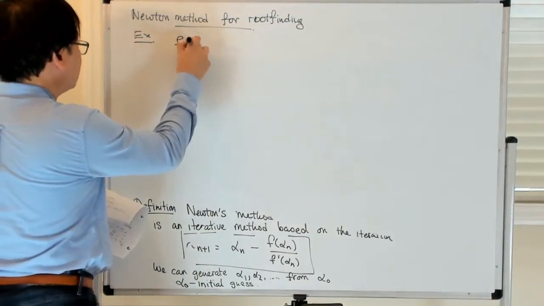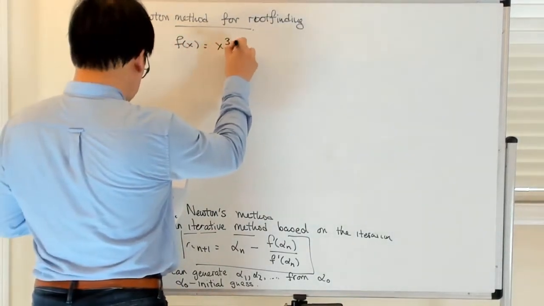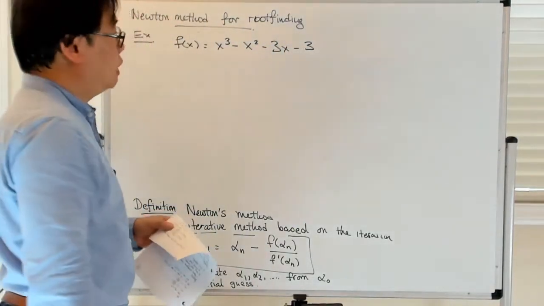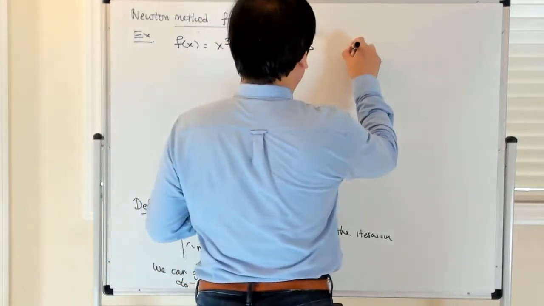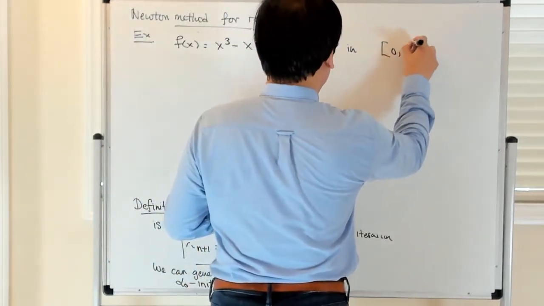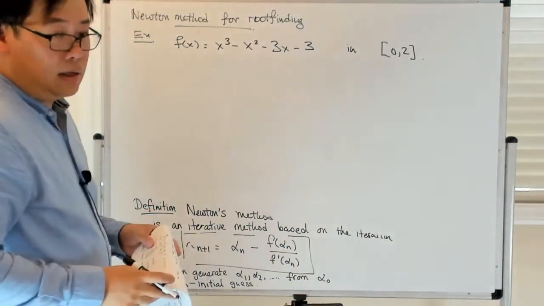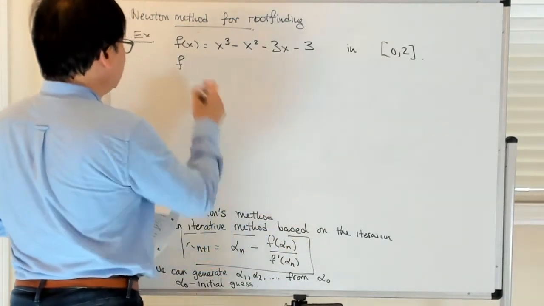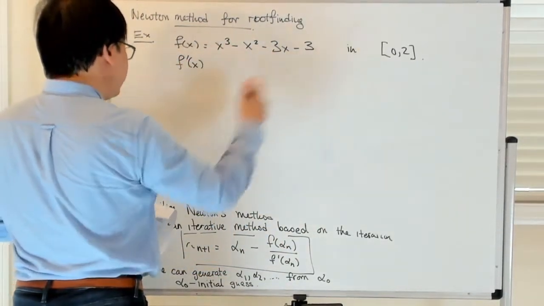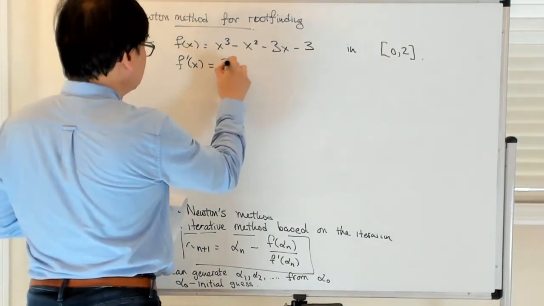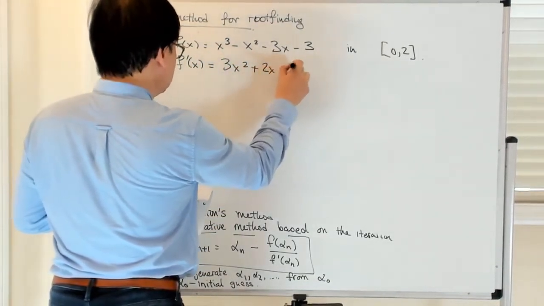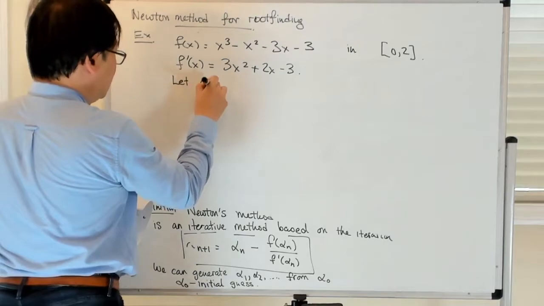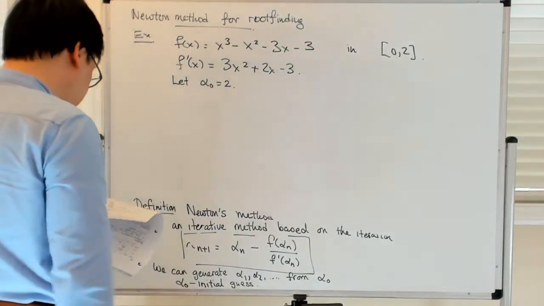So let's say you have f of x, which is x cubed minus x squared minus 3x minus 3, which was the example we saw before with bisection. And you know that this has a root in the interval from 0 to 2 because the function changes sign from 0 to 2. In order to apply Newton's method, I have to compute the derivative of the function I'm trying to find the root of. So that's 3x squared plus 2x minus 3. Okay, so let's start off my initial guess with, say, the right endpoint. Alpha 0 is equal to 2.